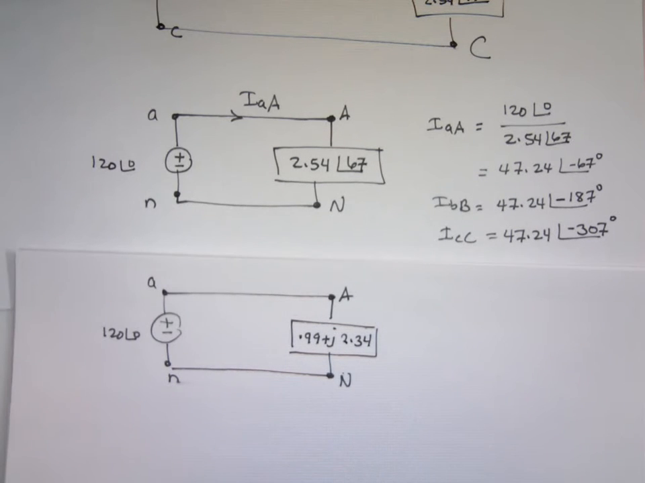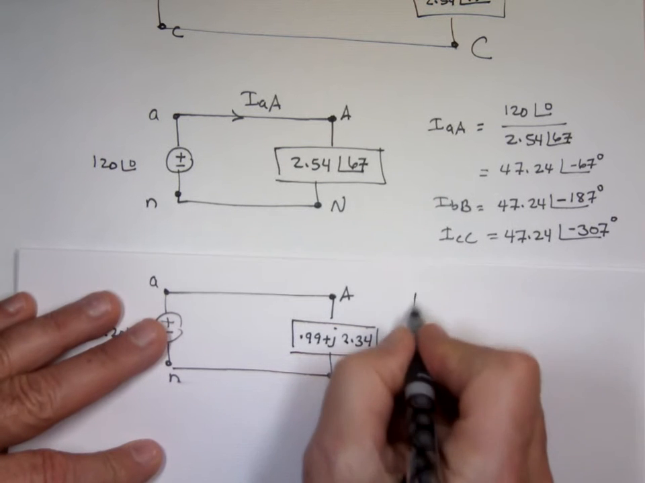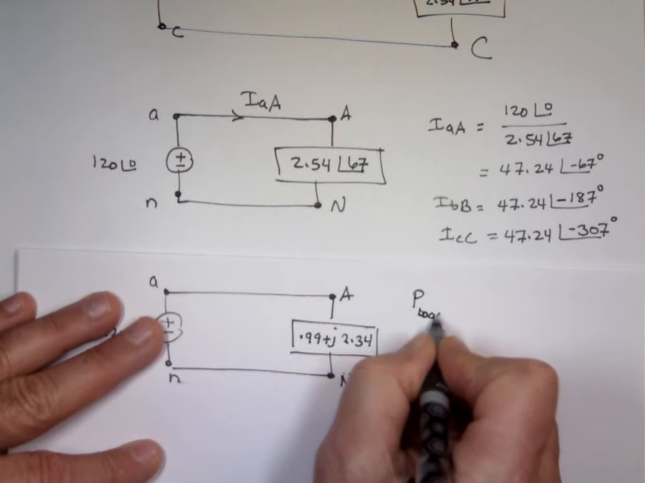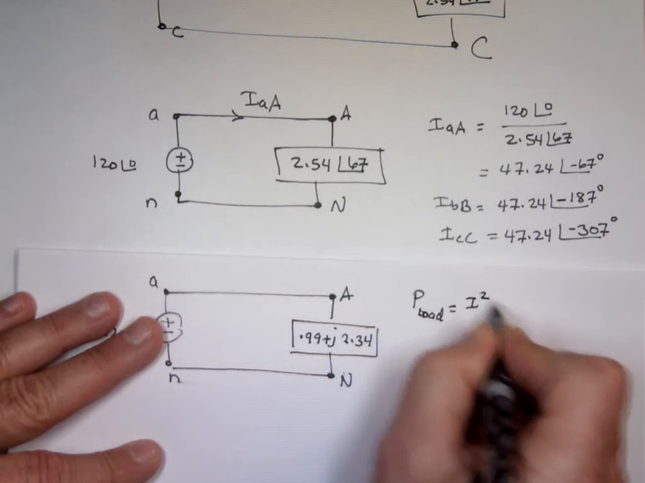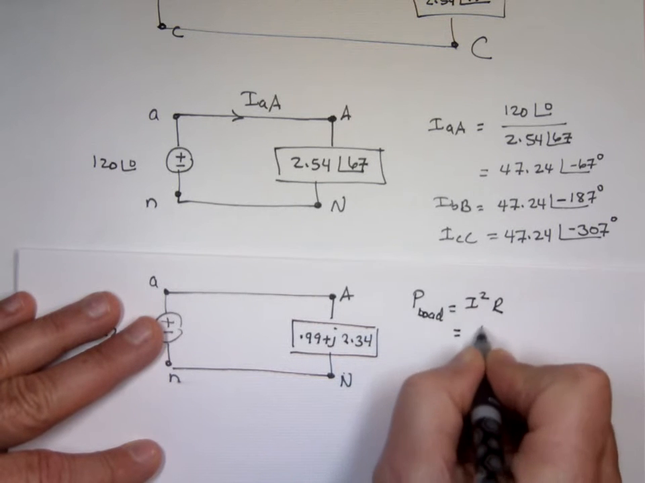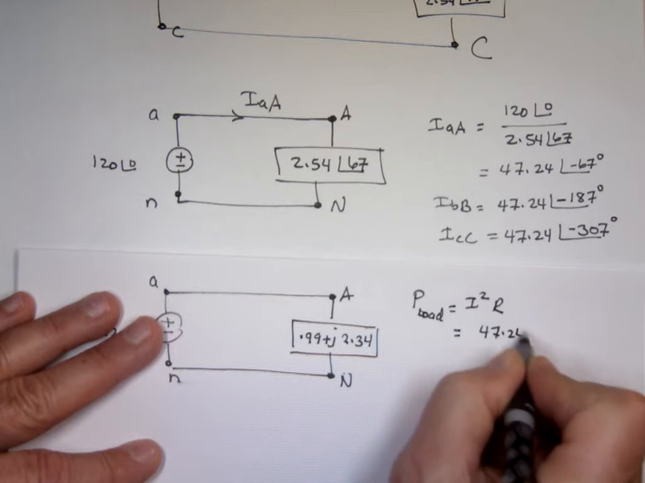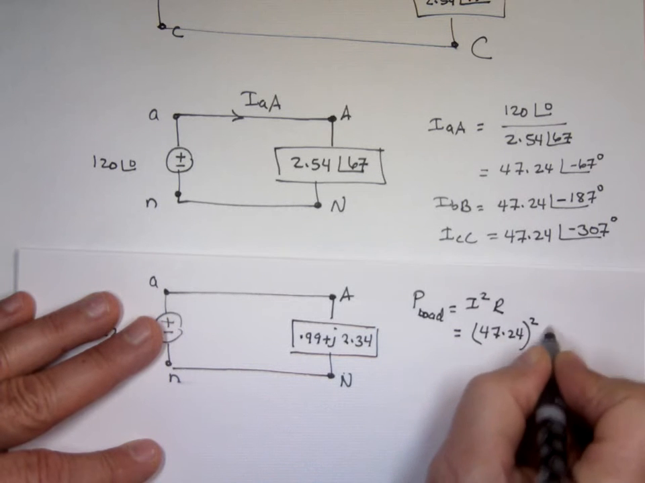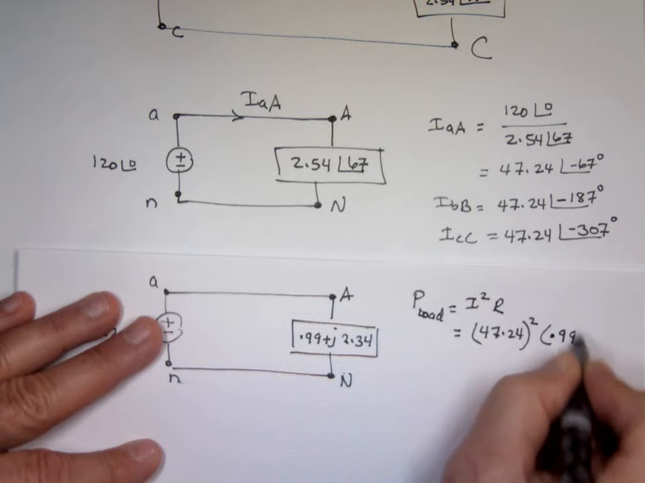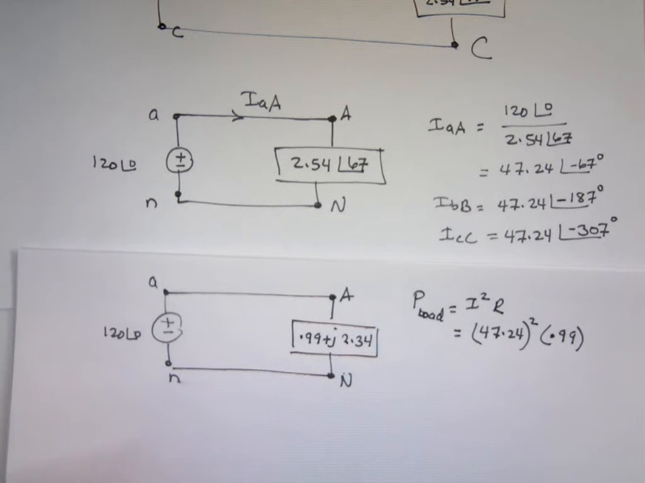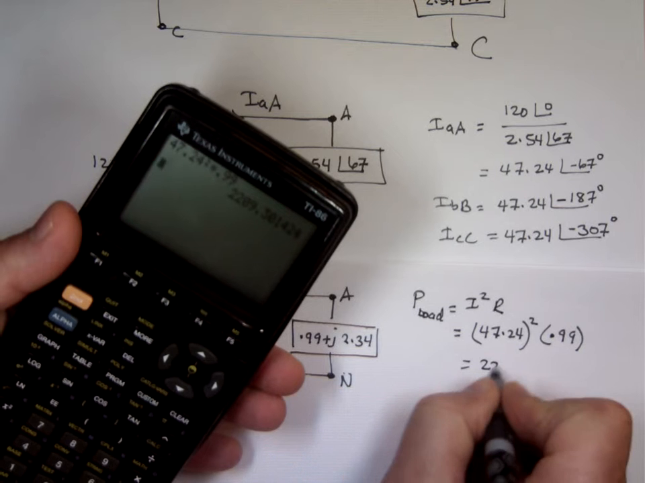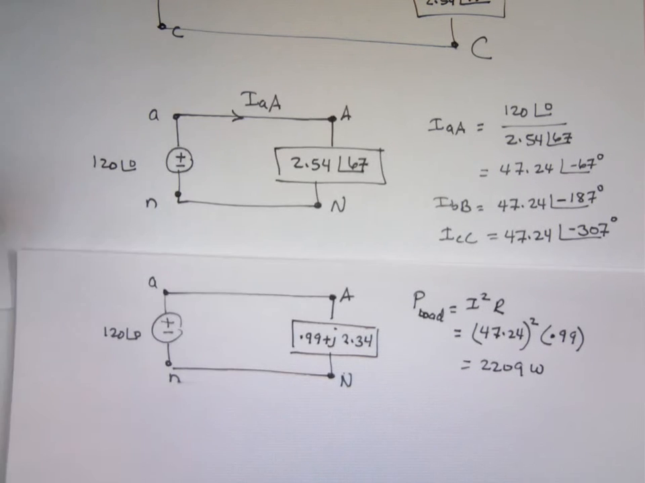So the average power delivered to the load, it's I squared R. I is 47.24. Square it. Then you multiply it by R, which is 0.99. The average power delivered to that inductor is 47.24 squared times 0.99. It's 2209 watts. That's per phase.